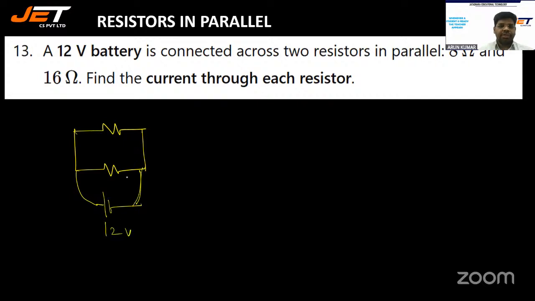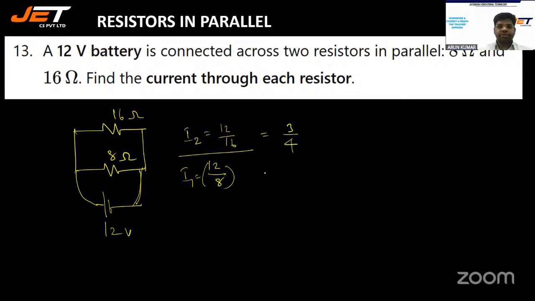A 12-volt battery is connected like this. So this is 8 ohms, 16 ohms. Now this 12 is across 8 and across 16. So across 8, what's the current? 12 by 8 is my current I1. Across 16, 12 by 16. That's it. This is equal to 3 by 2, and this is equal to 3 by 4, amperes and amperes.